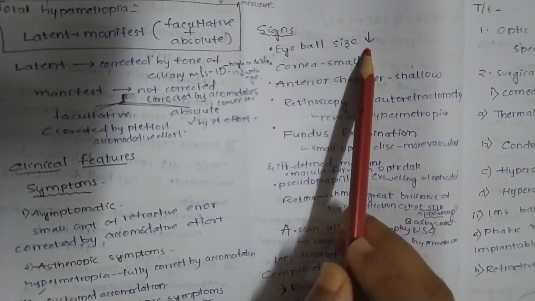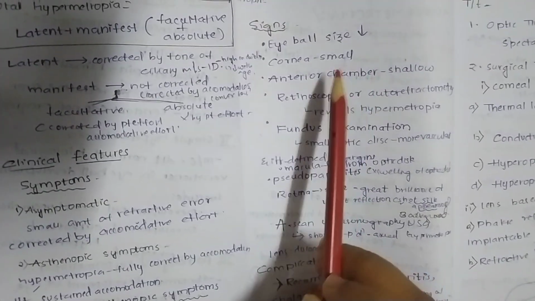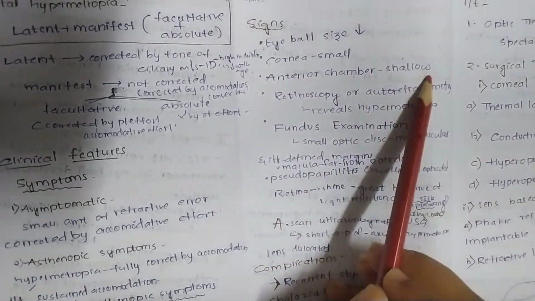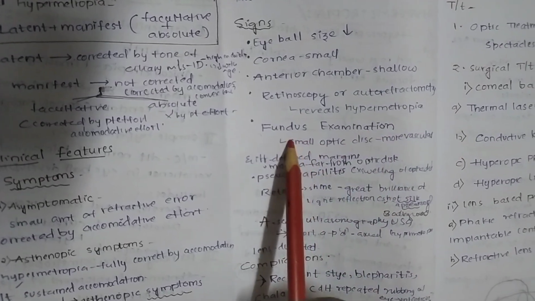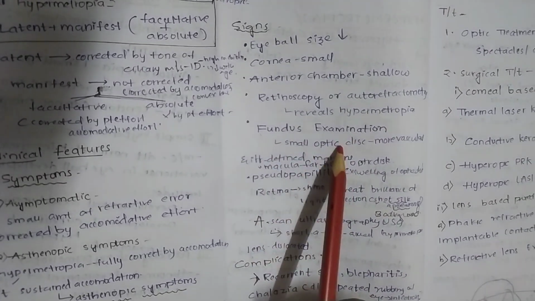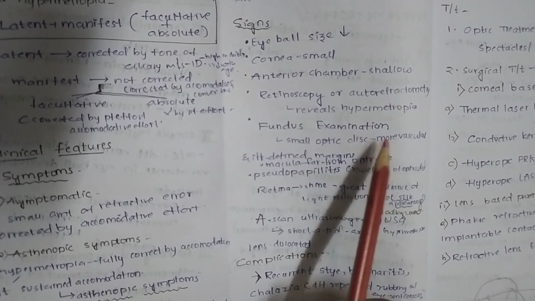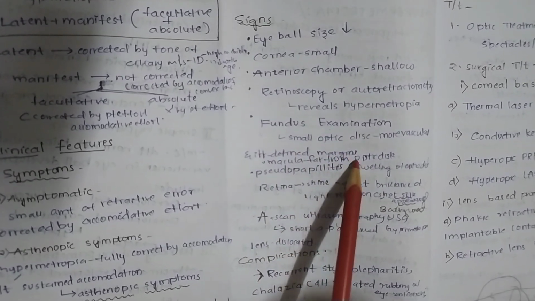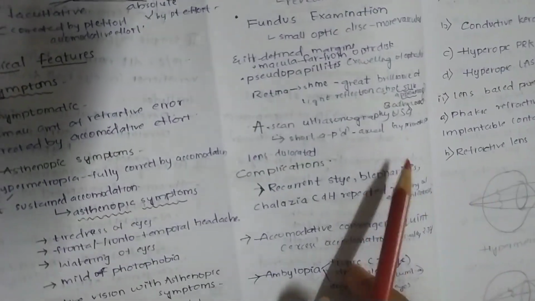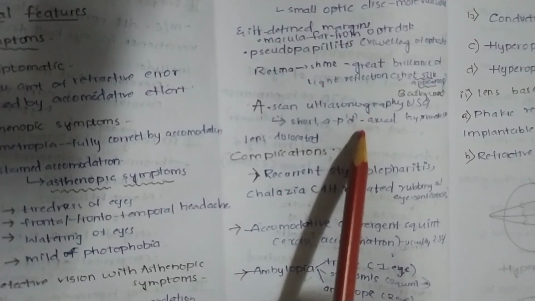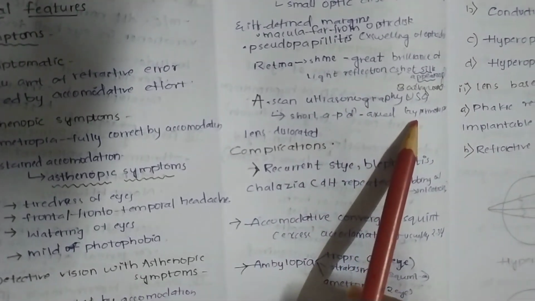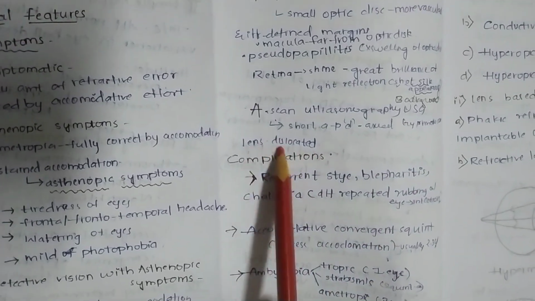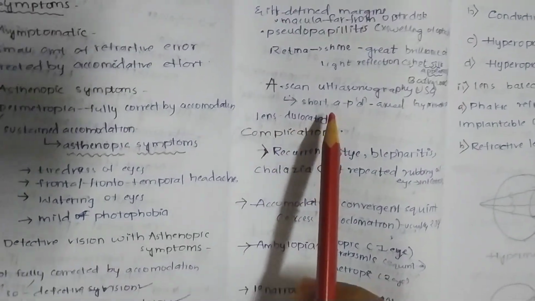In it, the eyeball size decreases, the cornea becomes smaller, and the anterior chamber becomes shallow. Retinoscopy reveals the hypermetropia. In fundus examination, a small optic disc, which is more vascular with ill-defined margins, is seen. Next, A-scan ultrasonography reveals the short anterior-posterior diameter in axial hypermetropia. The lens may also be dislocated, mostly in the posterior direction.